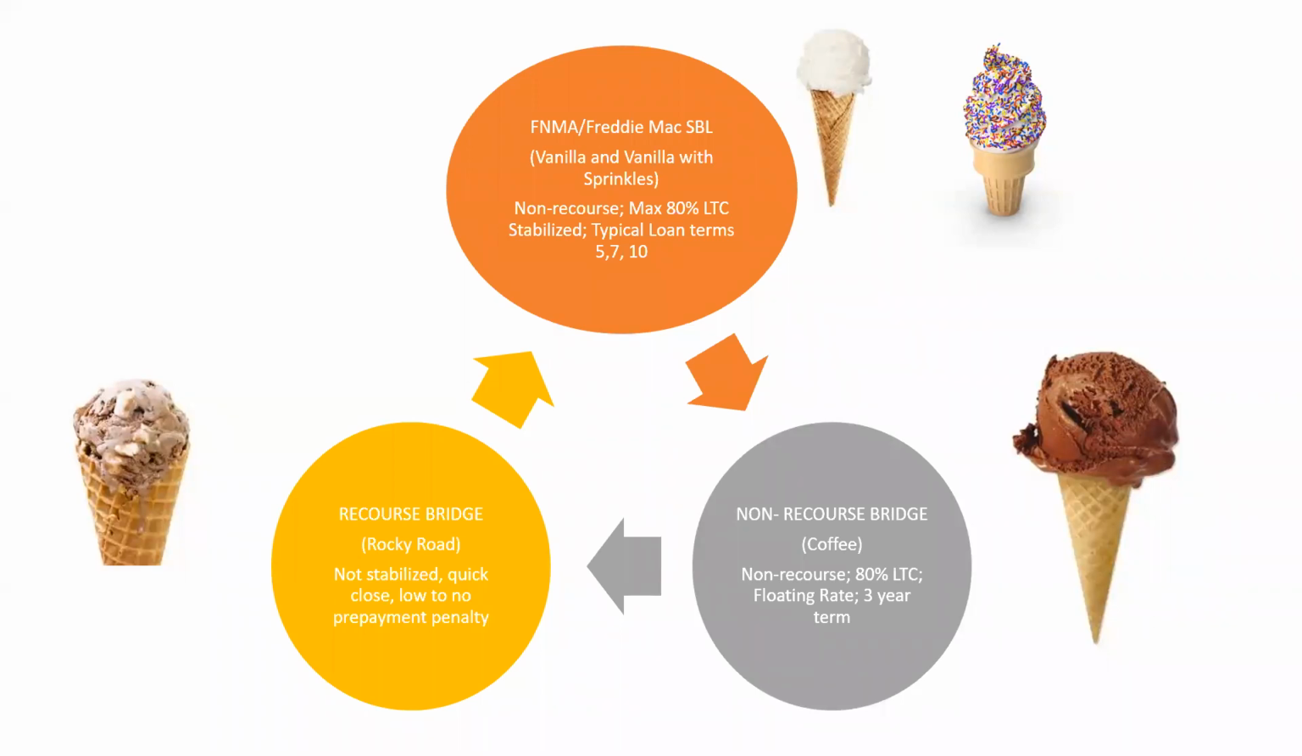That's number one, because a lot of people move from single family to multifamily and they want to go non-recourse, and sometimes people think you're nuts if you're signing recourse. So I use rocky road. Like we said, this is not stabilized, quick close, low prepayment penalties. If you move up to Fannie and Freddie small balance, that to me is your vanilla with sprinkles. This is non-recourse, 80% loan to cost, stabilized. Typical loan terms are 5, 7, 10, so longer term loans. And then for the non-recourse bridge, I called that your coffee ice cream.